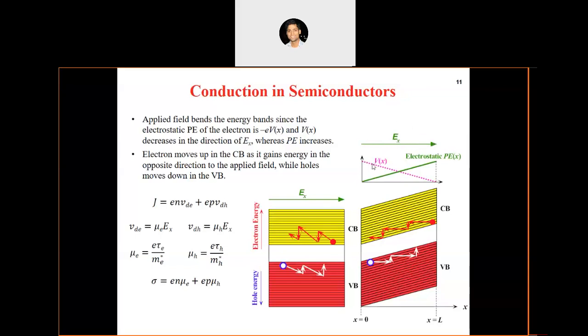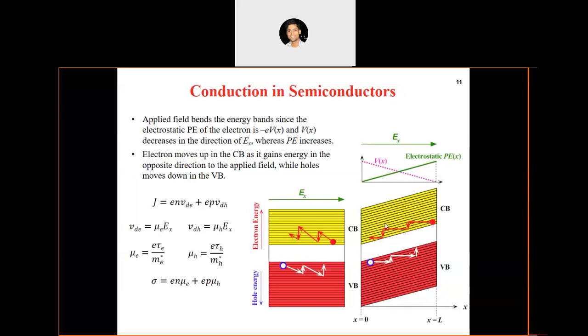As a result of that, whenever we apply an electric field, there is also a potential which varies as a function of position, or as a function of x. That potential will be decreasing in that direction. Because the electron has a negative charge, the electrostatic potential energy of an electron will actually increase. And the opposite will happen for the holes: the electrostatic potential energy of a hole will decrease in the direction of the electric field.